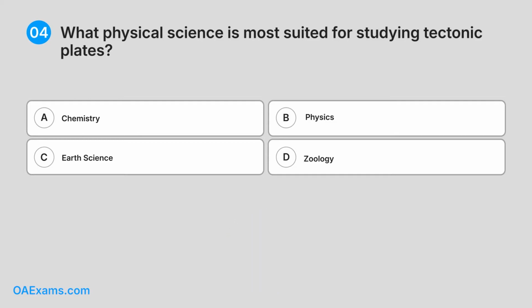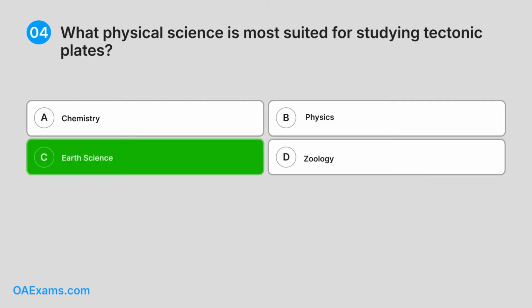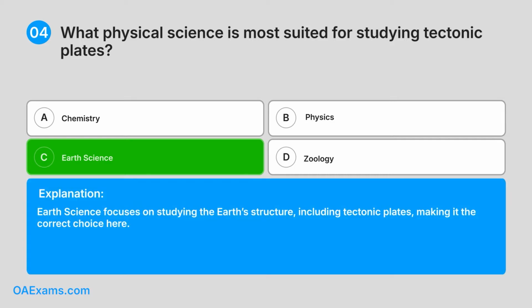Correct answer: C. Earth science. Explanation: Earth science focuses on studying the Earth's structure, including tectonic plates, making it the correct choice here.